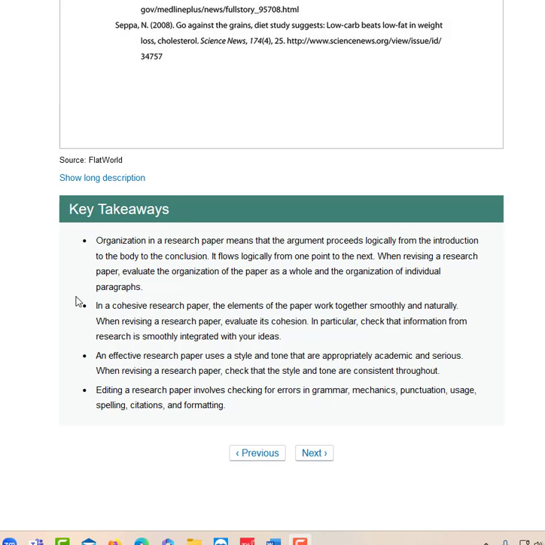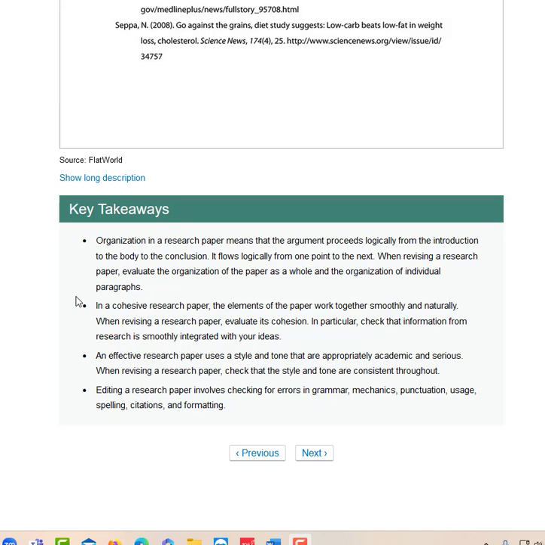Anyway, organization in a research paper means that the argument proceeds logically from the introduction to the body to the conclusion. It flows logically from one point to the next. When revising a research paper, evaluate the organization of the paper as a whole and the organization of individual paragraphs. In a cohesive research paper, the elements of the paper work together smoothly and naturally. When revising a research paper, evaluate its cohesion. In particular, check that information from research is smoothly integrated with your ideas.